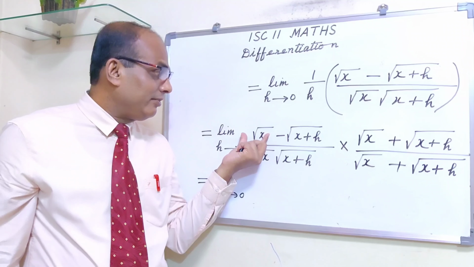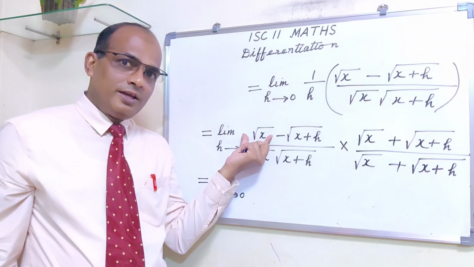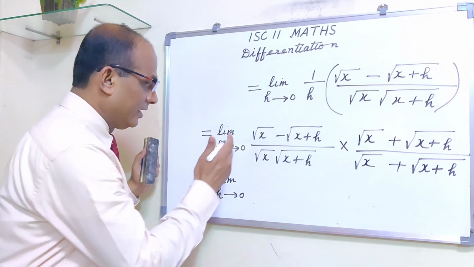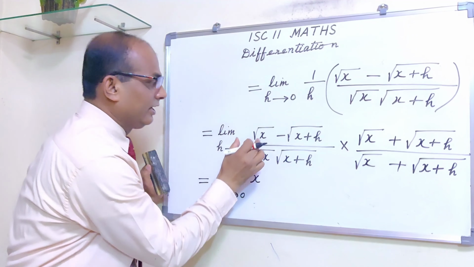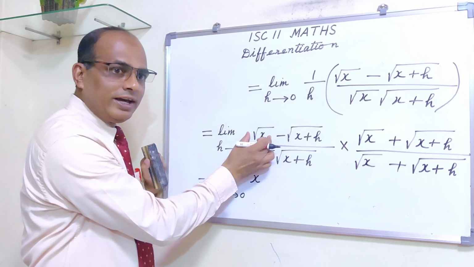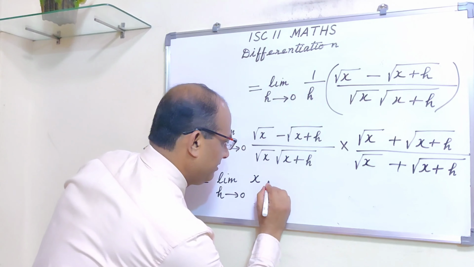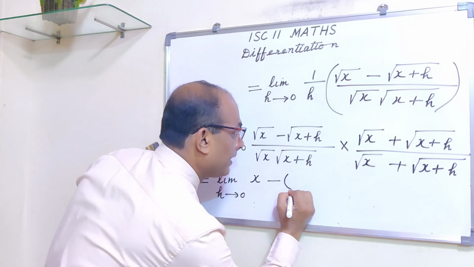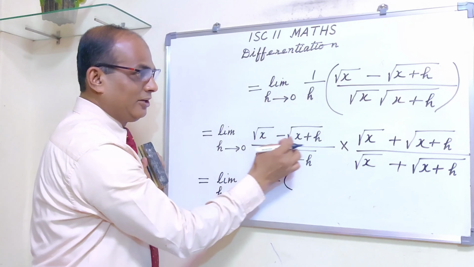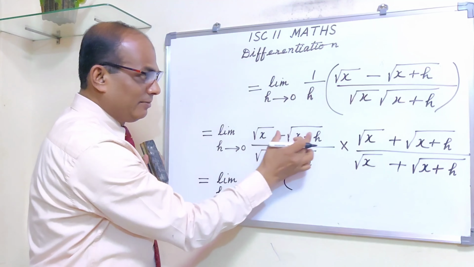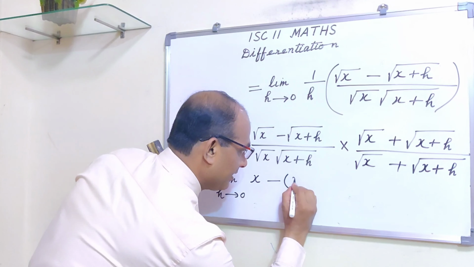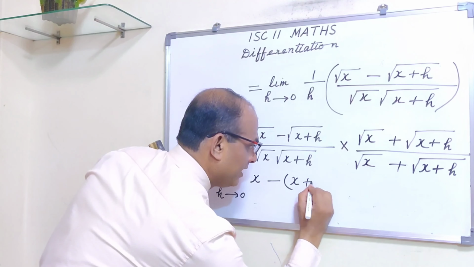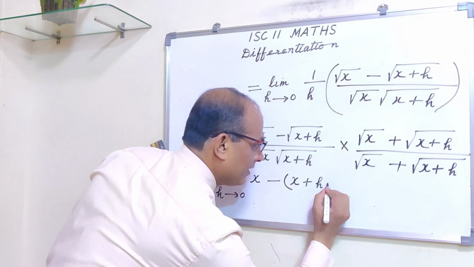I am writing directly when we are writing square, so this becomes x. Actually root x square is x, minus, a minus b, a plus b is a square minus b square. So square of this is x plus h. X plus h. Got it?